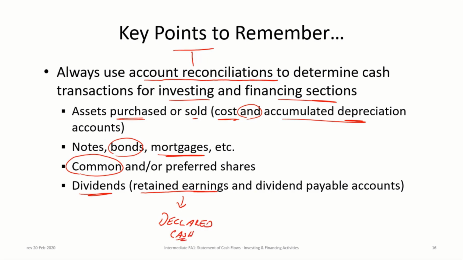Okay. Sometimes in retained earnings, we can have stock dividends, so watch out for those. And associated with the retained earnings is a dividend payable account. And if there isn't a dividend payable account, then that means that all of the cash dividends declared were paid.